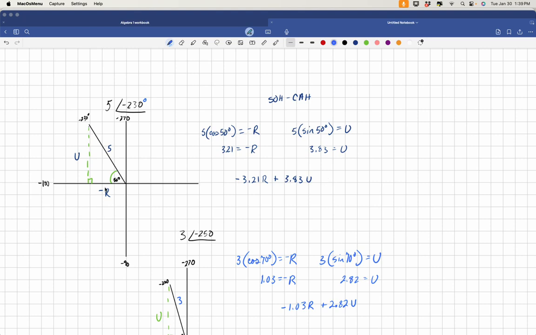So it's negative R and positive U because it's on the negative side of the x-axis. So negative R, and it's on the positive side of the y-axis, so positive U. And when we find that angle relative to the x-axis, it is at the 50-degree angle to the x-axis. So whether you use the 50 degree here or you use negative 230, you're still going to get the same number. And let me show you how that works.